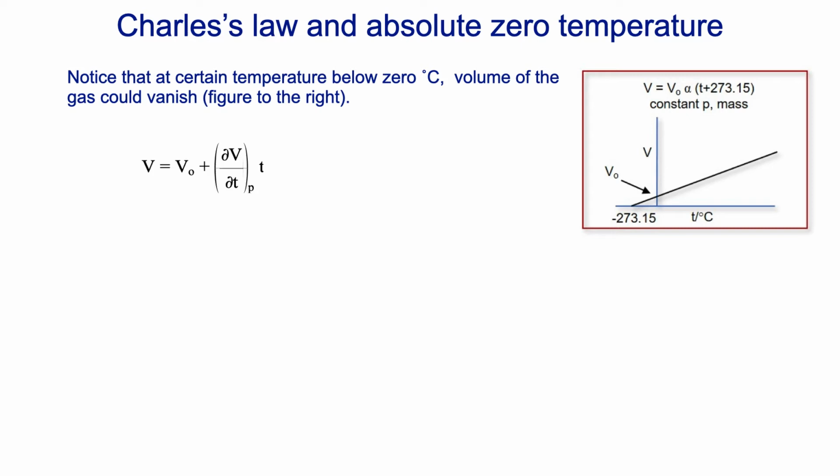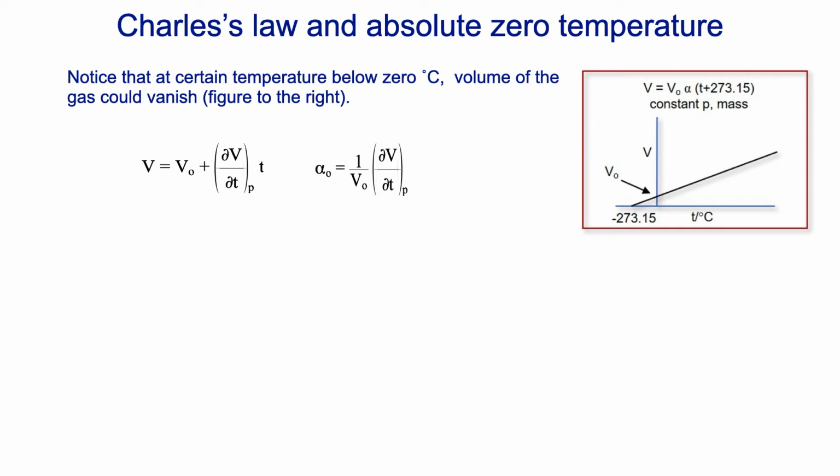So we write our linear expression V equals V0 plus ∂V/∂T at constant p, multiplied by temperature. The temperature is still expressed in degrees centigrade. V0 is our intercept on the y-axis, and ∂V/∂T at constant p is the rate of change of volume with respect to temperature at constant pressure, or in other words, the slope of the straight line that is shown on the right.